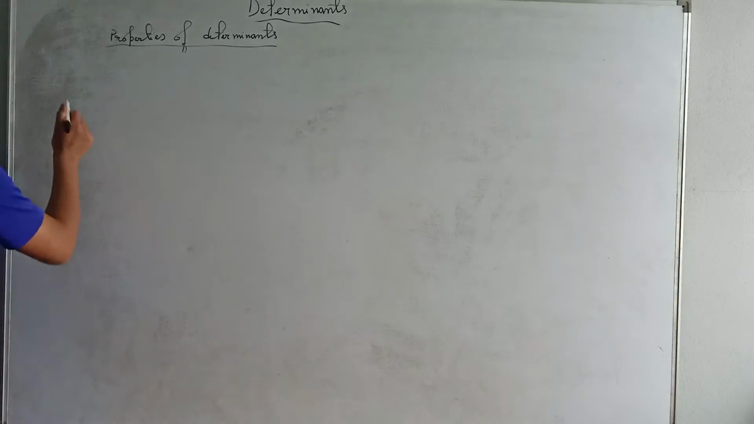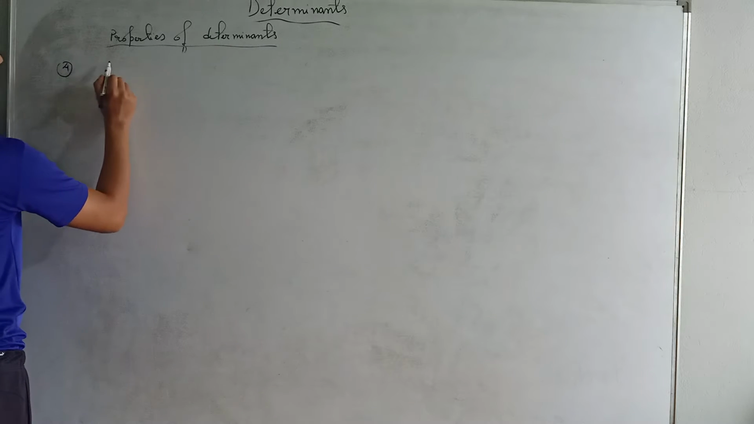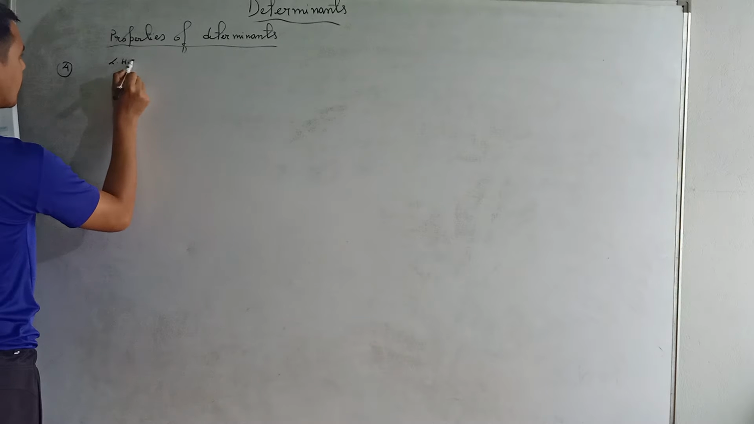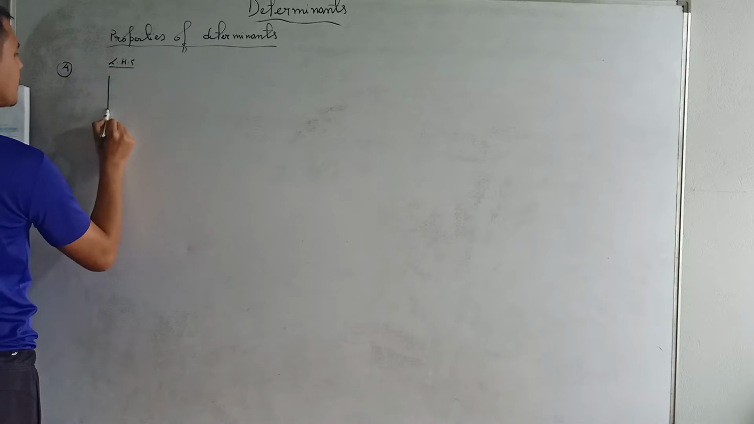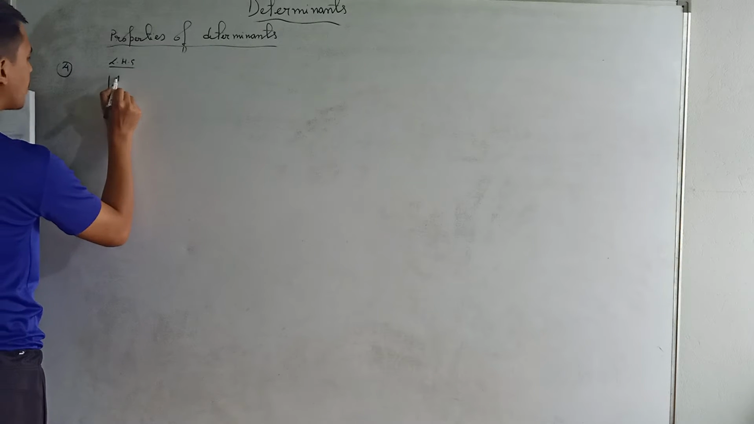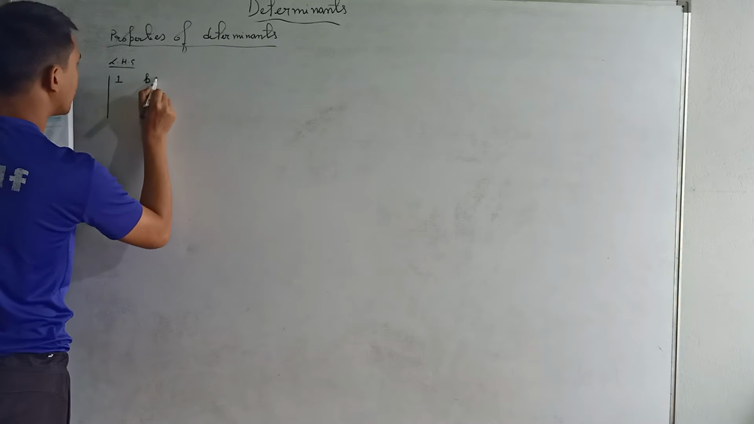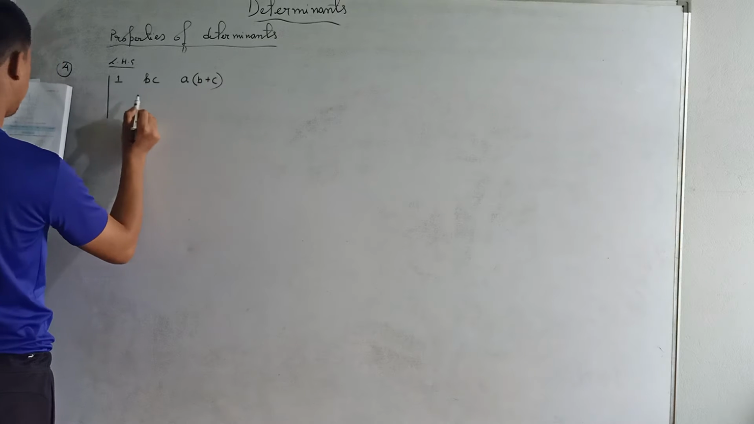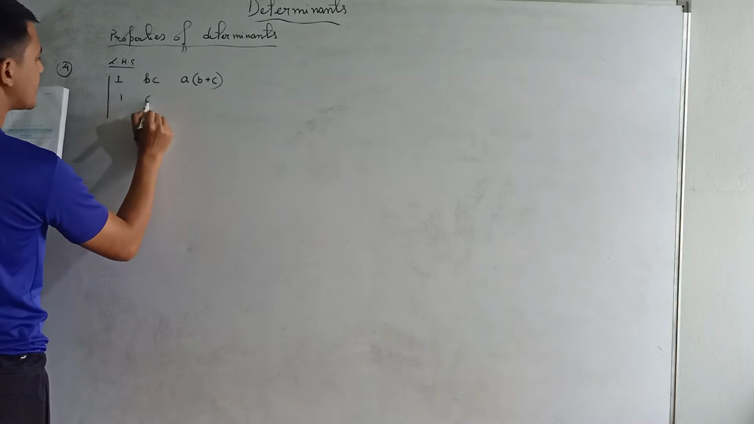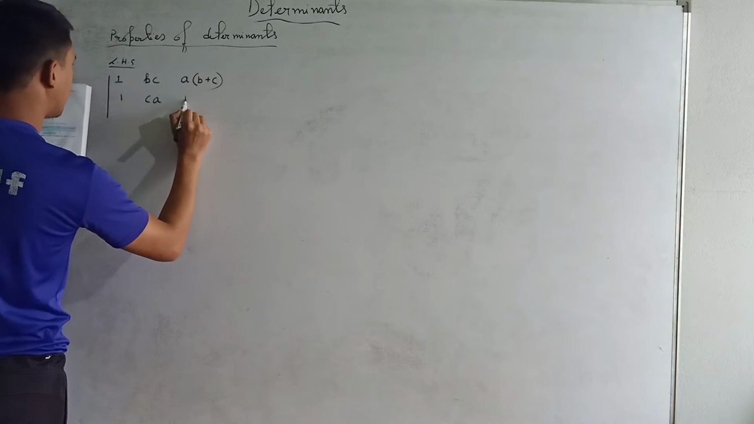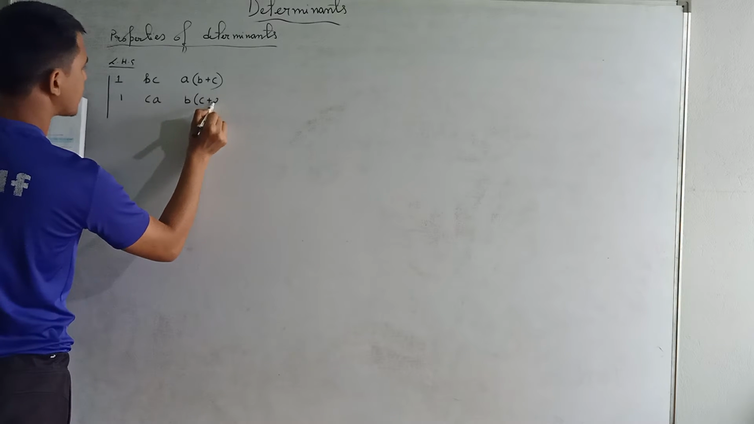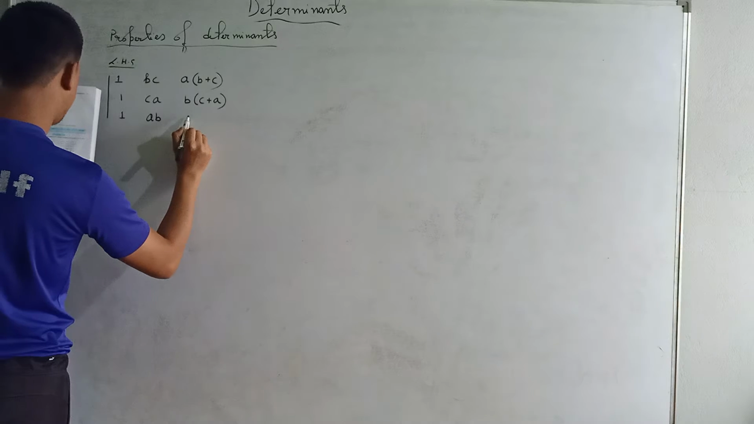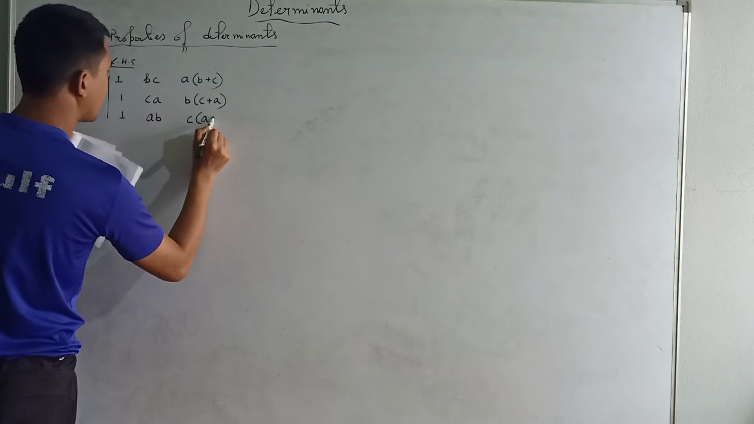So I'm going to do number 4. In number 4, I'll straight away write the left hand side. You two have already done this, but for the video, okay? Row 1: 1, BC, A times B plus C. Row 2: 1, CA, B times C plus A. Row 3: 1, AB, C times A plus B.